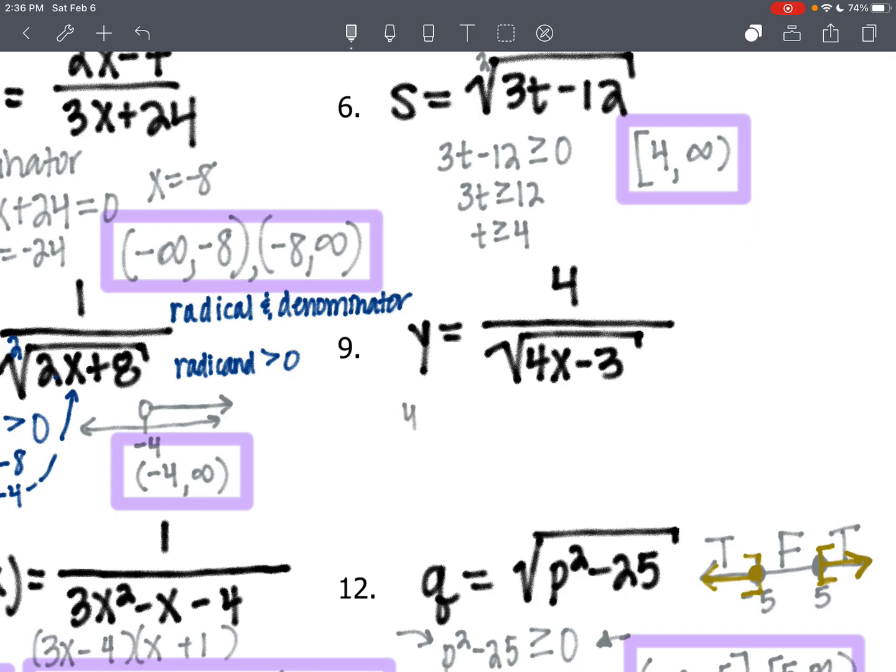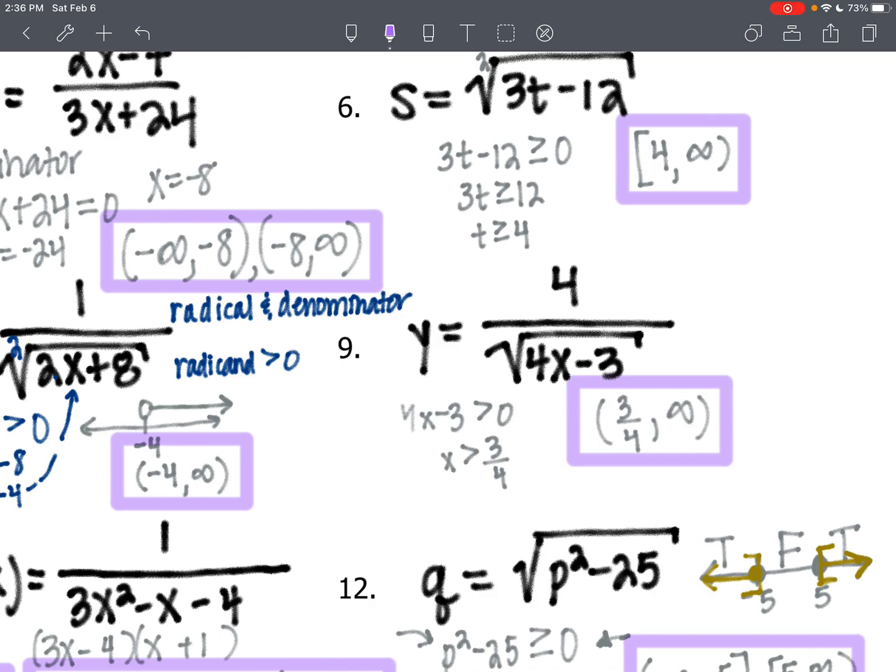Okay, welcome back. Hopefully you have 4x minus 3 is greater than 0, meaning x is going to be greater than 3/4. That's going to be an open interval, 3/4 to infinity.